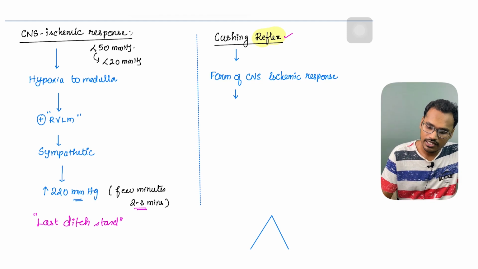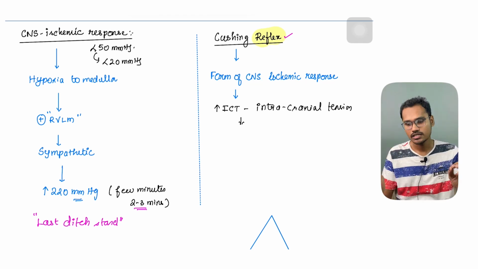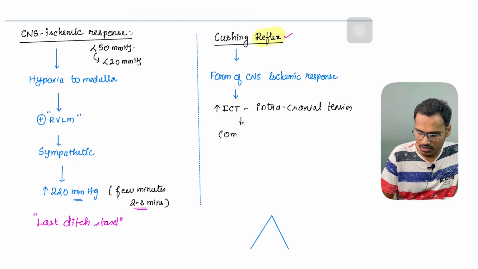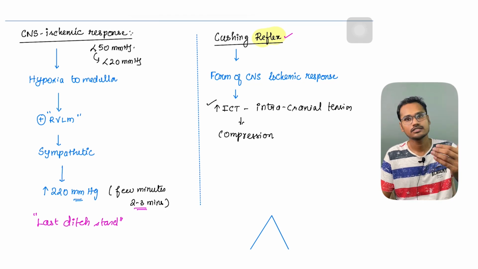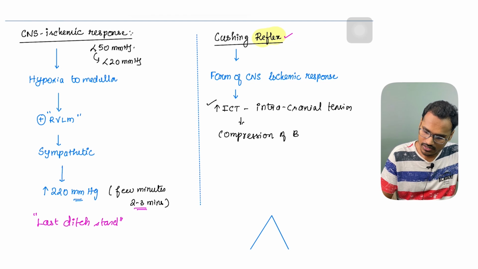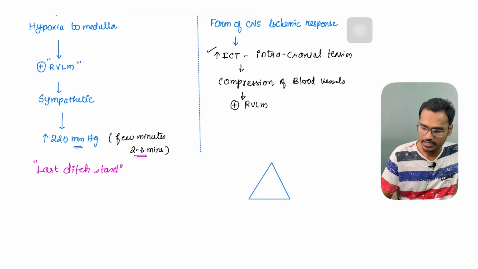But if it is specifically happening due to an increase in intracranial tension, and as you know, the cranial vault is fixed. So there is CSF, there is a blood vessel, and there is brain tissue. Now what is happening? The CSF is raising the intracranial tension, and it is compressing the blood vessel. If the CNS ischemia is happening because of raised ICT, then it is called Cushing reflex. Because of this compression of the blood vessel, there is going to be stimulation of RVLM, and this RVLM is going to increase the blood pressure.